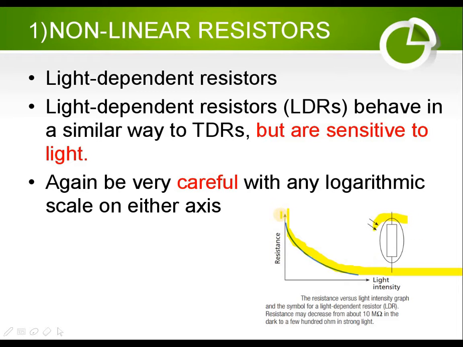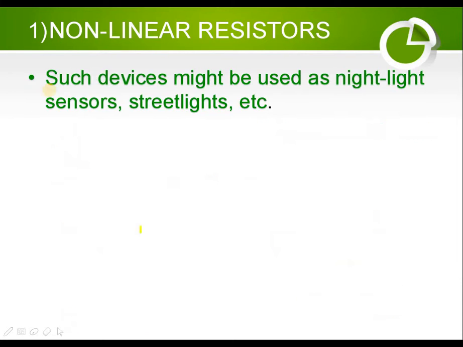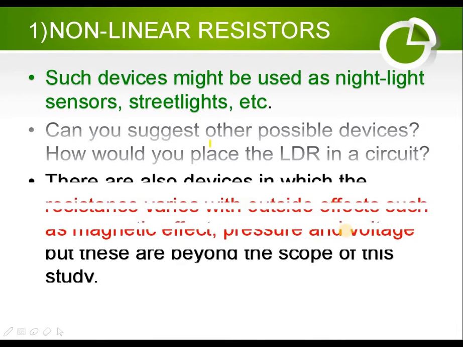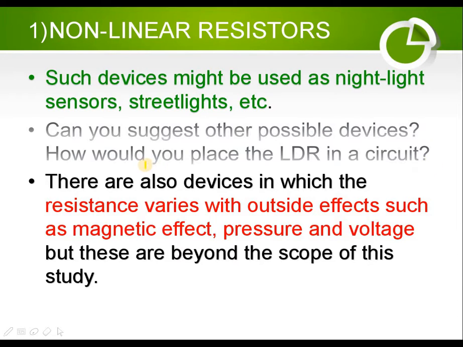This is the symbol, and we use it in the same way in our voltage divider circuit, replacing the fixed resistor with the LDR, the light dependent resistor. What are the uses now? You can think about it. Some uses are explained here: night light sensors, street lights, etc. You can also think of other ones in the comments, and tell others what your opinions are.